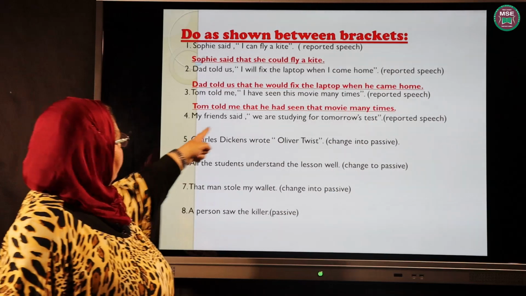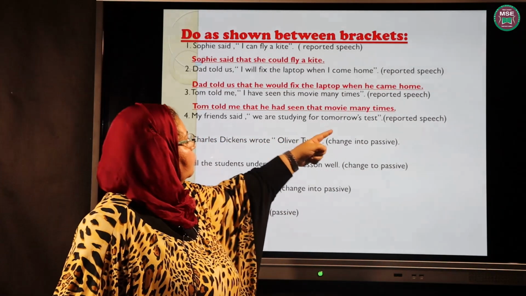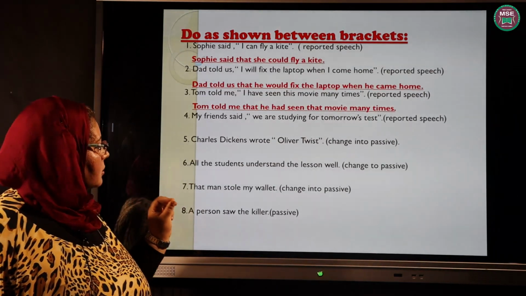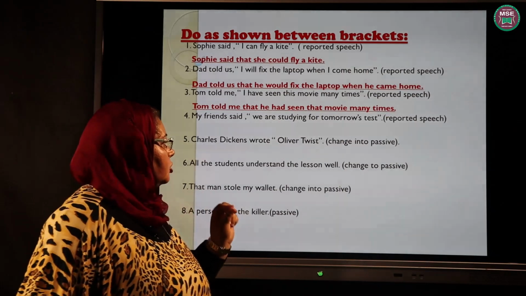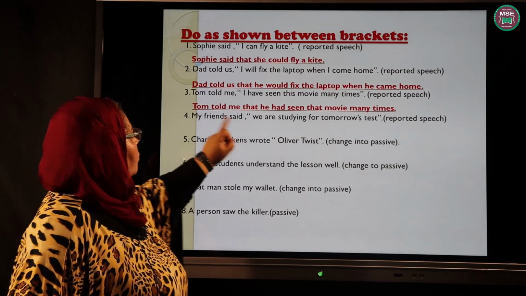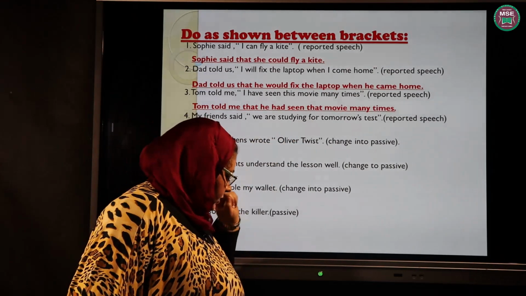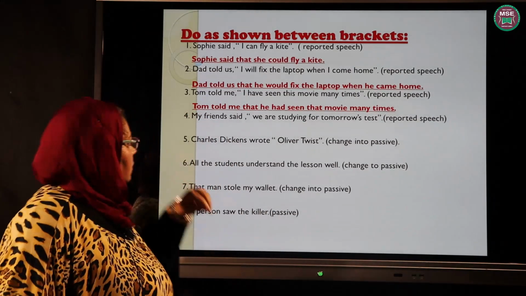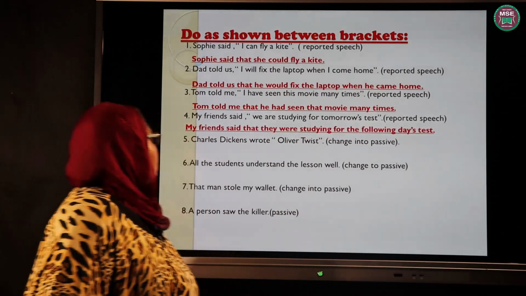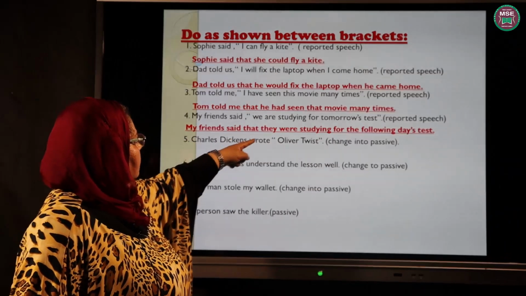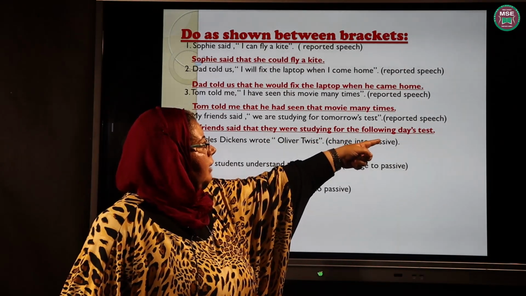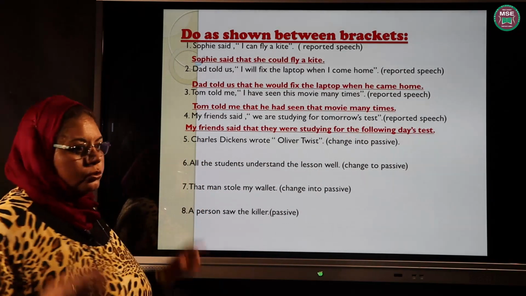Next. My friend said, "We are studying for tomorrow's tests." Please take care of the time and place changes needed in the sentence. My friend said, "we are studying," so this is present continuous, okay? So I'm going to change it into past continuous. My friend said that they were studying for the following day's test. Of course, lose the quotation marks.